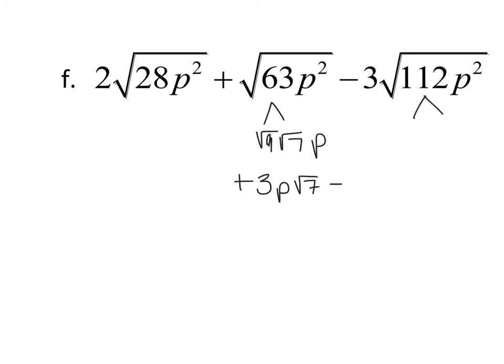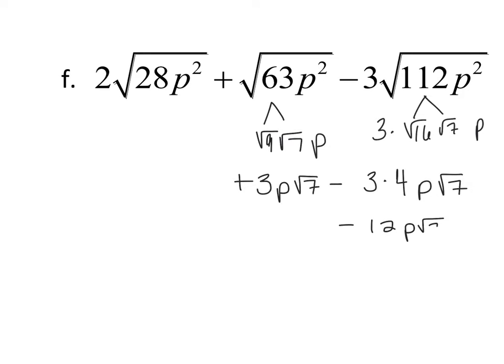So let's see, 112 divided by 7, that is 16. And the square root of p squared is p. Bring down the 3. So then 3 times, well, square root of 16 is 4. That p will be pulled to the front, square root of 7. So look at me, 3 times 4 is 12, p square root of 7, and I'll bring down this.